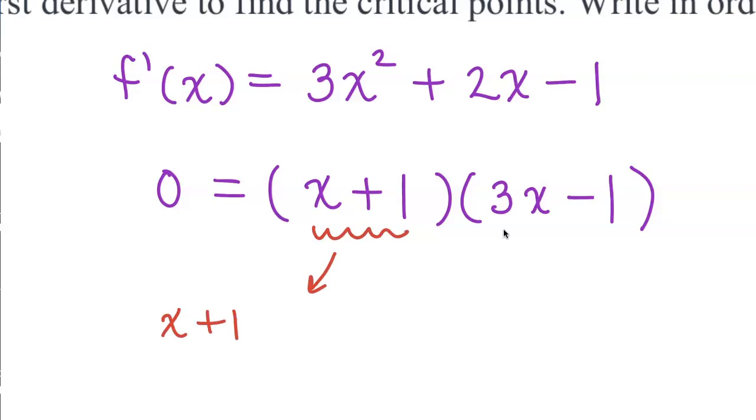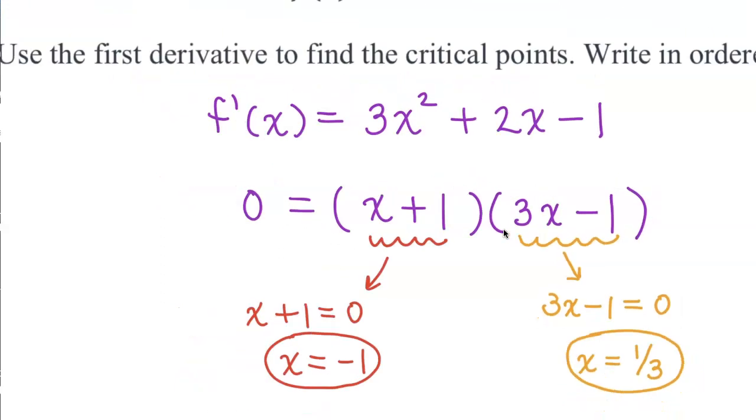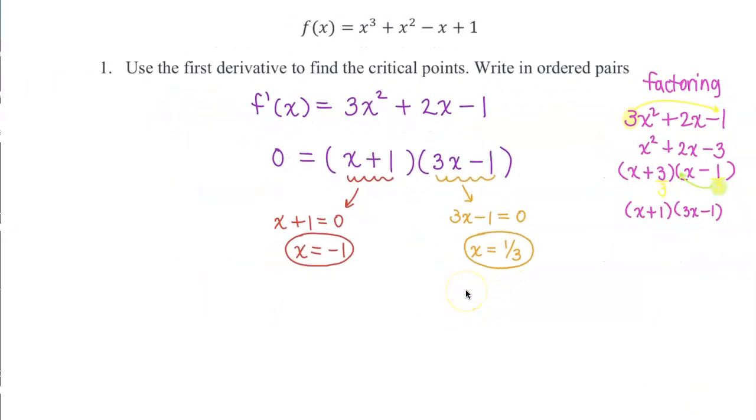X plus 1 equals 0 will give me the first critical value of x equals negative 1. If I set the second factor equal to 0, 3x minus 1 equals 0, this will give me the second critical value of 1/3. And you know where that came from? Right there. If x is positive 1/3, wouldn't that give me 0 for the second factor? So we got the critical values. If they want us to write these as critical points, we have to find their y values.